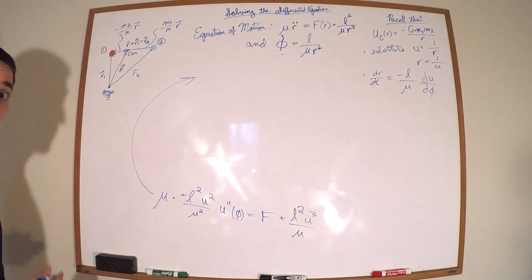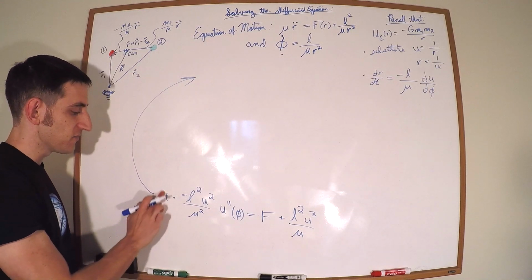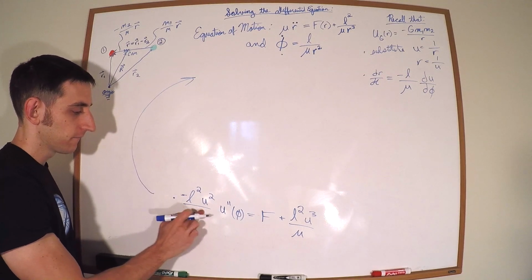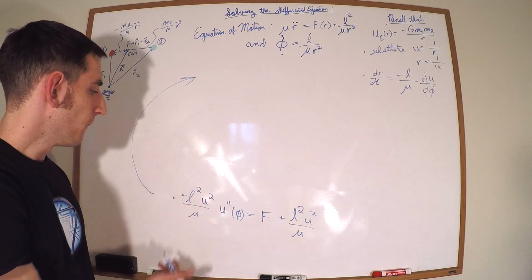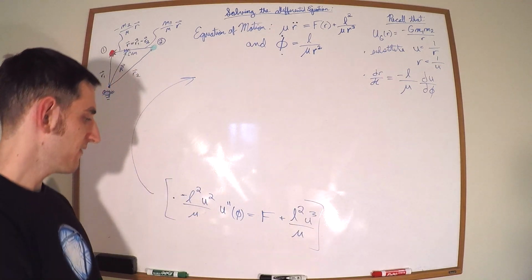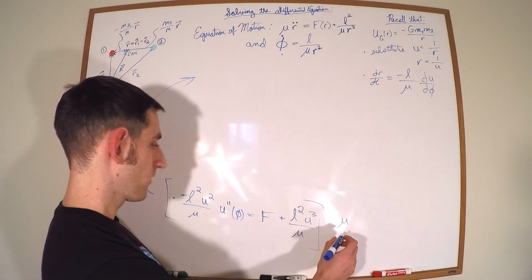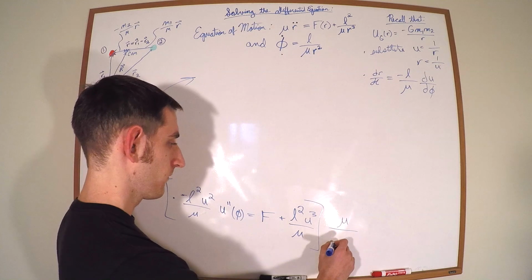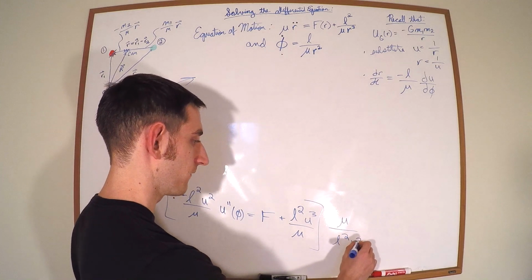So let's work a bit more. I'm going to work backwards, sort of. And what I'm going to do is, first I'm going to say this mu cancels out with that guy. And then I'm going to multiply everything. I'll write it out. Multiply everything by negative mu over L squared u squared.